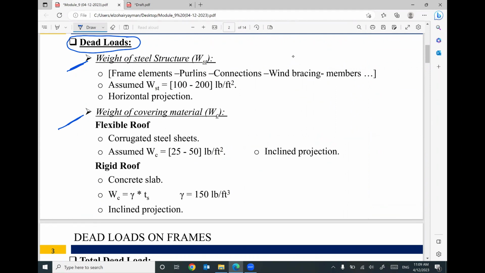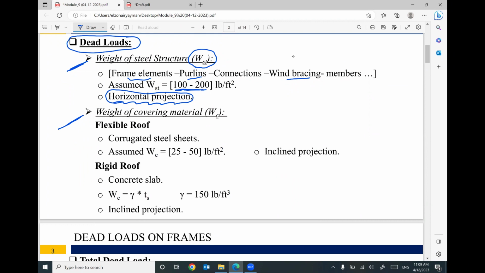I will assume the weight of the steel structure, W steel, which includes the weight of purlin, the weight of wind bracing, and the weight of the frame element itself. I will assume it is something between 100 to 200 pounds per square feet, and make sure this assumed value is considered horizontal projection. I will show you the difference between horizontal projection and inclined projection.